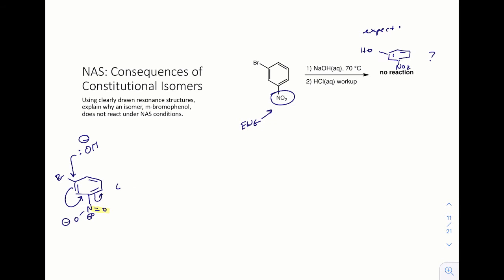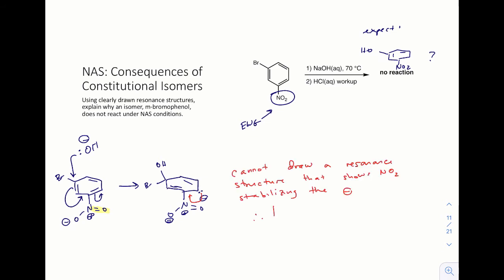Let's draw an intermediate and then try to draw resonance structures. Now we can try to delocalize the electrons into the nitro group, but it is not possible. You can try to draw resonance structures and it will not be possible to show the nitro stabilizing the negative charge. Thus, this anionic intermediate would be high energy, and it is not observed, and the product of nucleophilic aromatic substitution is not observed.